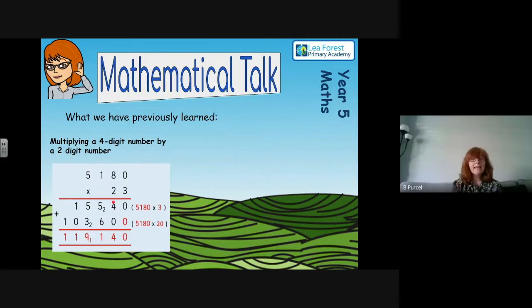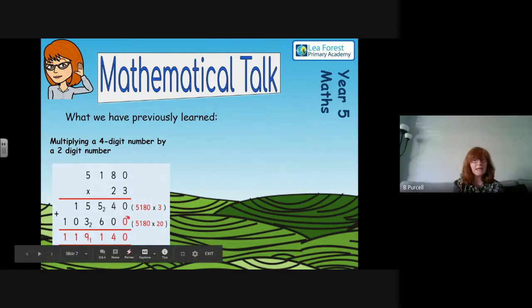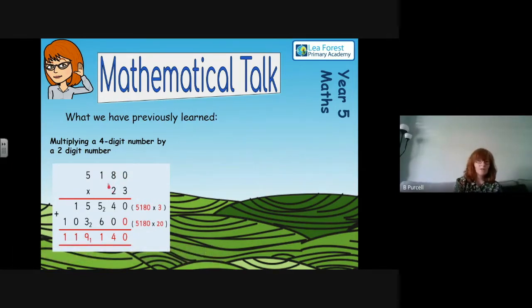And again, it's remembering our placeholder. This is not 2, it's 20. So we need to put that 0 in our units column before we continue with our multiplication. And then we go along, 2 times 0, 2 times 8, which is 16, 2 times 1 hundred, and 2 times 5,000.